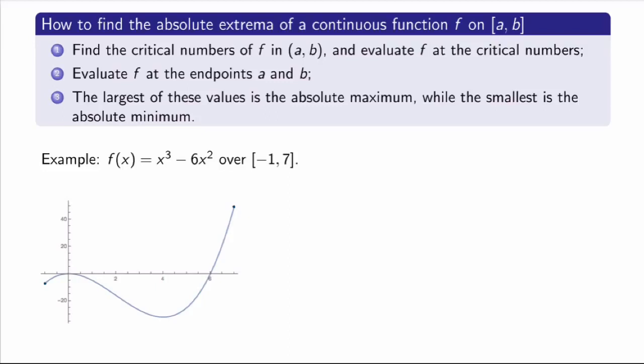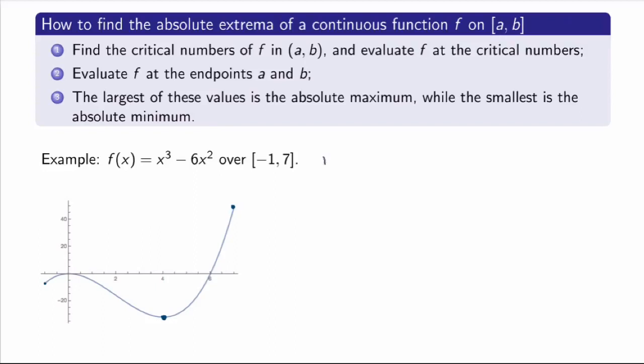First step, you find the critical numbers of the function over the open interval, and you evaluate the function at these critical numbers. Second step, you evaluate the function at the endpoints of the interval. And then you look at all the values, you compare them, and you pick the largest of these values, which gives you the absolute max, and the smallest of the values gives you the absolute min. That will always work as long as you have a function that is continuous and defined over a closed interval. So let me now apply this method to find the absolute min and max of our favorite function, which was defined over the interval between -1 and 7.